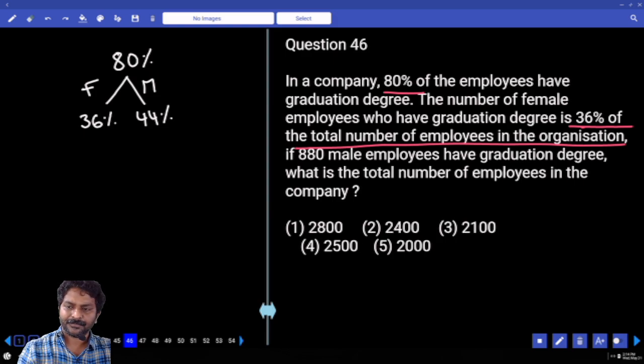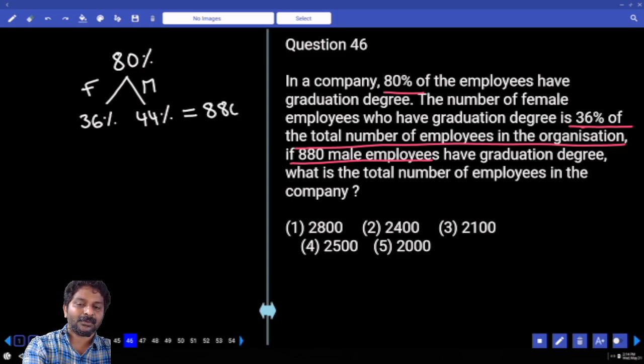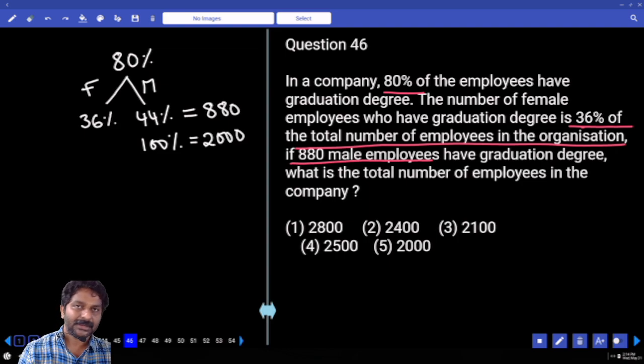If 880 male employees have a graduation degree, 44% is equal to 880. What is the total number of employees in the company? 100%. 44 double 0, 100 double 0.